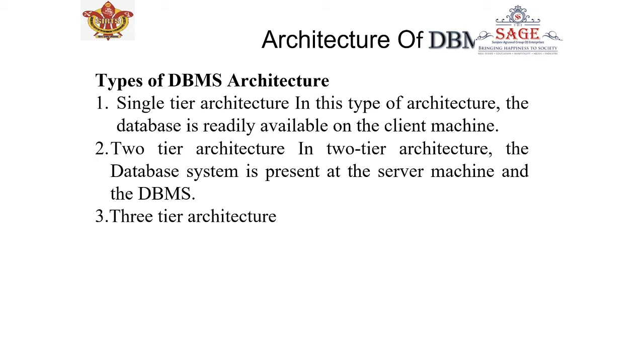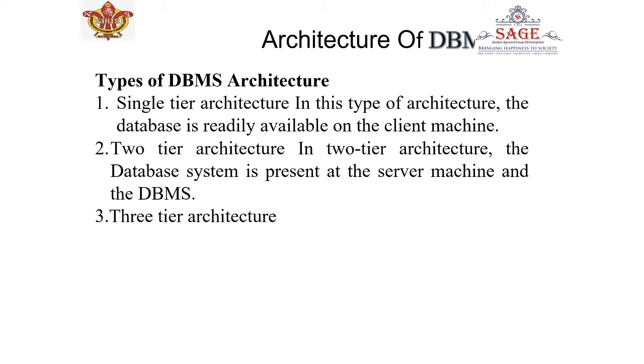The types of DBMS architecture we will see: first, single tier architecture, second is two tier architecture, and third is three tier architecture. So the question comes to our mind, what is single tier architecture? In this type of architecture, the database is readily available on the client machine. Any request made by the client does not require network connections to perform actions in the database.